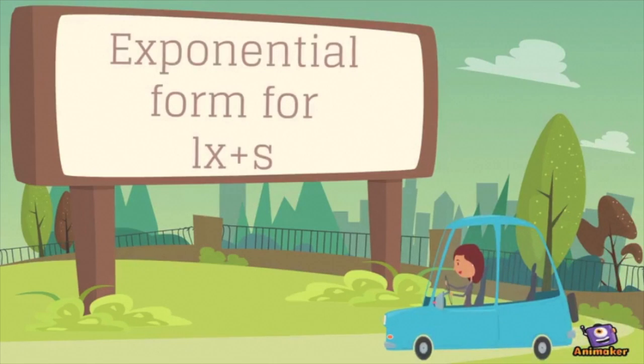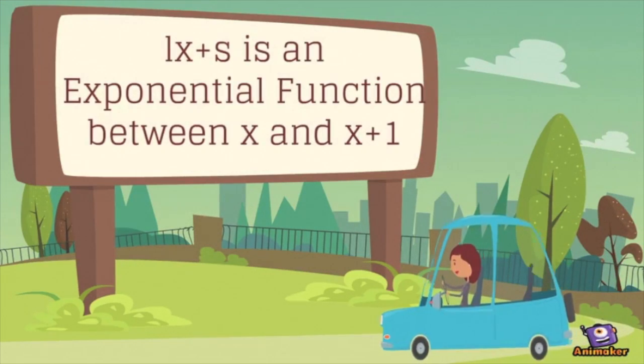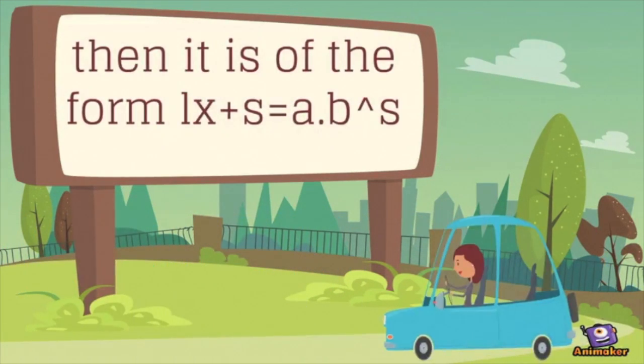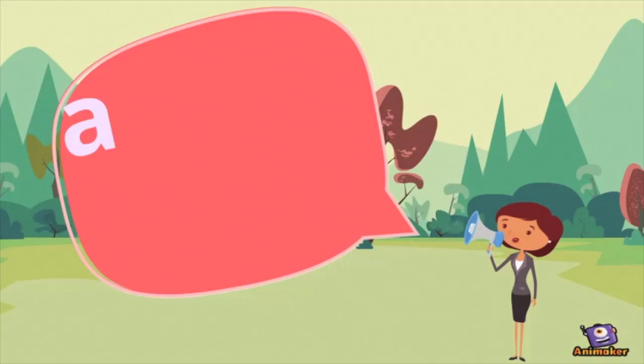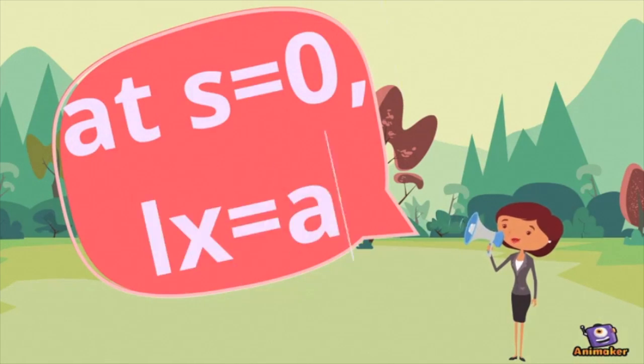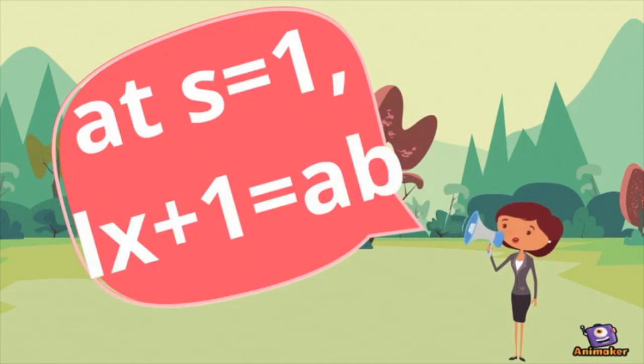Now, we move to exponential form for Lx plus s. If Lx plus s is an exponential function between x and x plus 1, then it is of the form Lx plus s equals a times b to the power of s. To provide continuity, at s equals 0, we have Lx equals a, and at s equals 1, we have Lx plus 1 equals a times b.